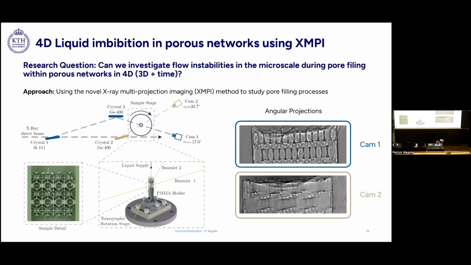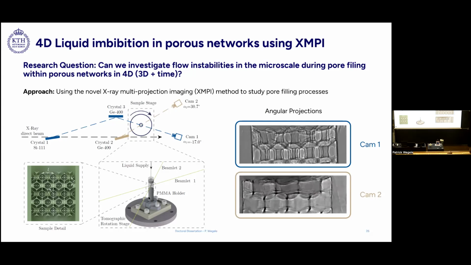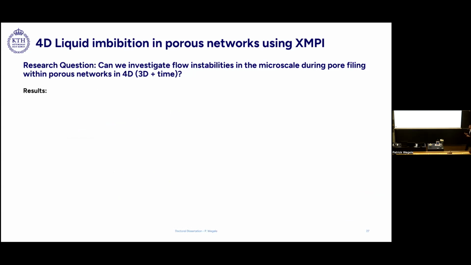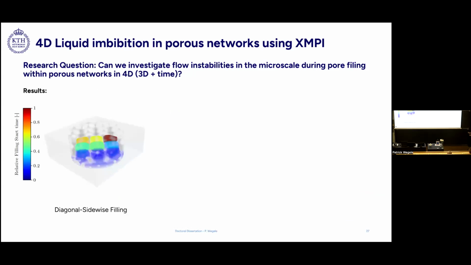So you see liquid is penetrating the network from the top, filling individual pores at individual times. And you see the whole process basically from different angular directions. So this is the result of the XMPI. Feeding all this data into the advanced reconstruction algorithm reveals results that can look like this.